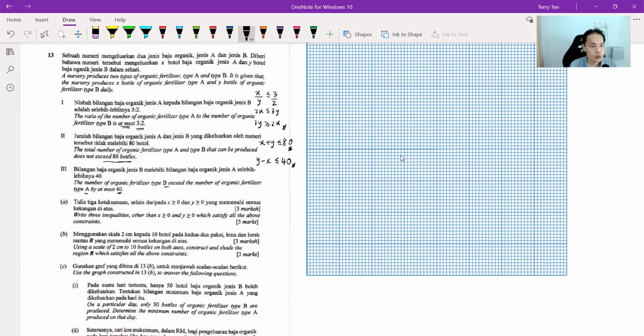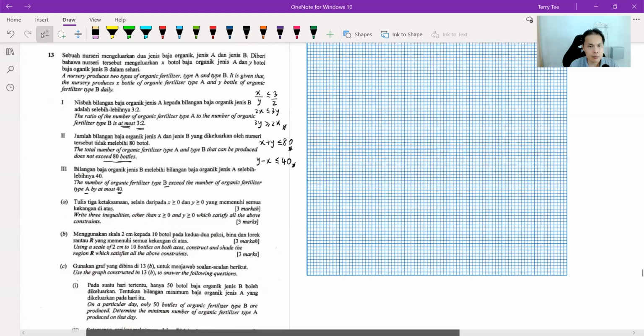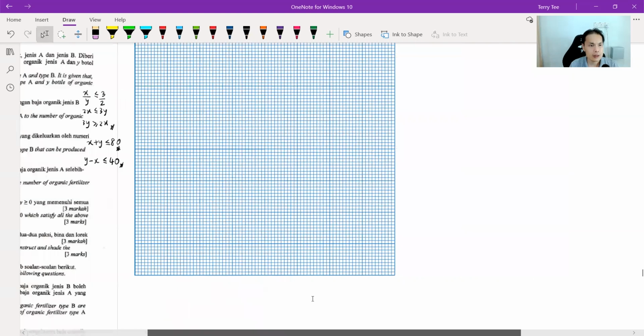Now we have to shade. The first part, we just write the inequality. I've done all that. For the second part, they say using a scale of 2 cm to 10 units on both axes, construct and shade the region R. So I think number one, maybe I will draw table values here. I need some space. I'm going to draw my table values over here.